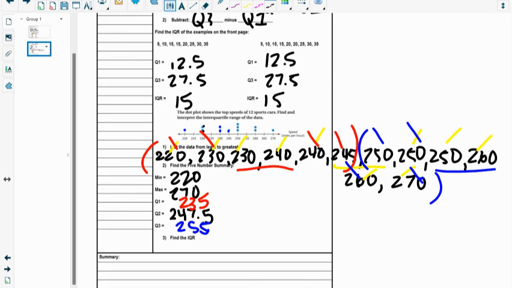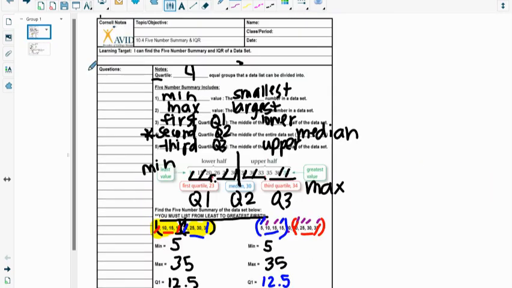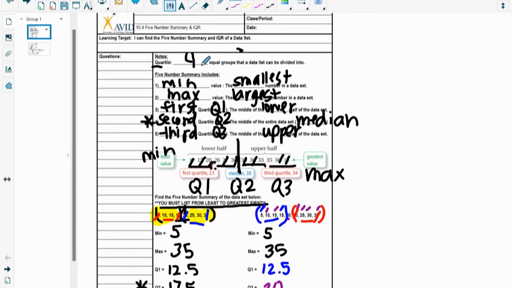All right, last thing, we're finding the IQR. So we're doing Q3 minus Q1. Quartile 3 is 255 minus 235, which is equal to 20. So that is how we find the 5-number summary as well as the IQR, or interquartile range, of a data set. Like I said, we will be applying this to a graph that we will learn how to graph in our next lesson.